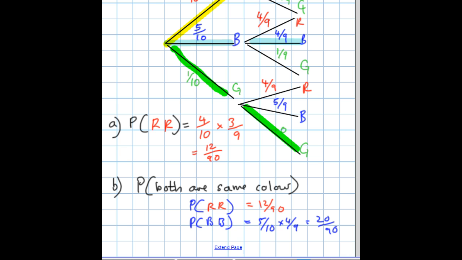And what do we do? We add them, because it's either of these. It could be both red or both blue. So you add those, and that's why we don't bother simplifying, because they have the same denominator. So the probability is 32/90. Okay, now let's look at the hardest questions and some shortcuts.